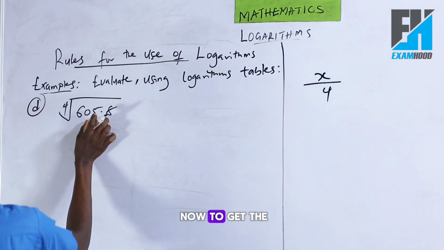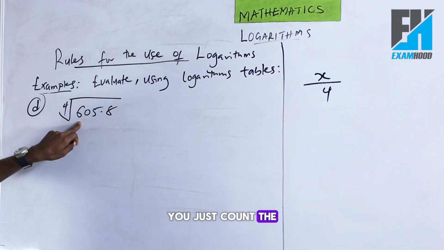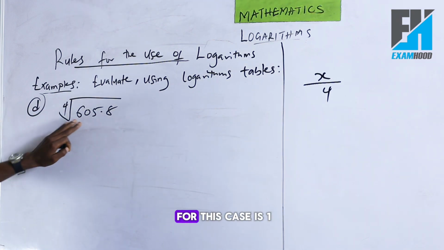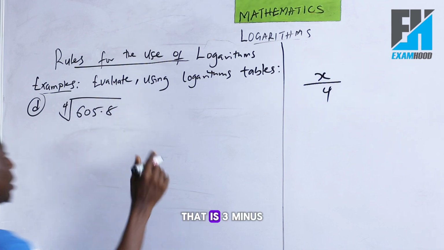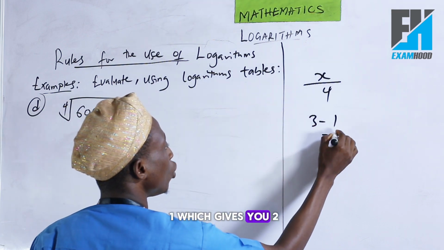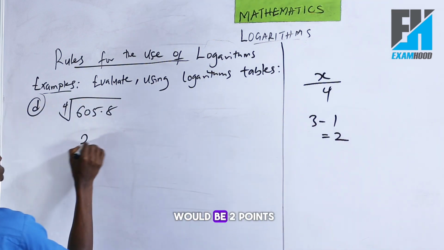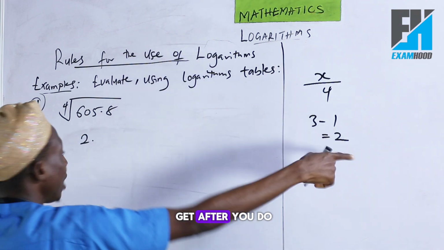Do you get it? Now, to get the logarithm of this, I told you that you just count the number of digits before the decimal point. And for this case, it is 1, 2, 3. That is 3 minus 1, which gives you 2. So 2 point, that will be 2 point whatever it is you get after you do.